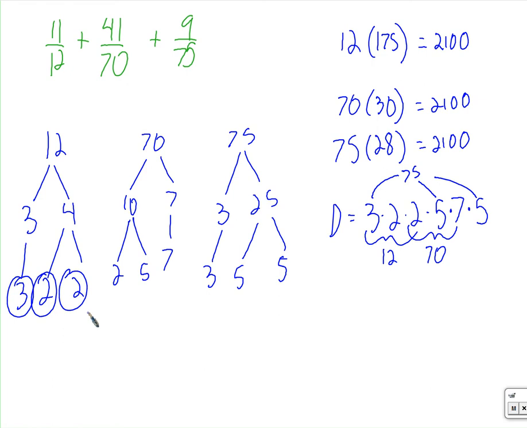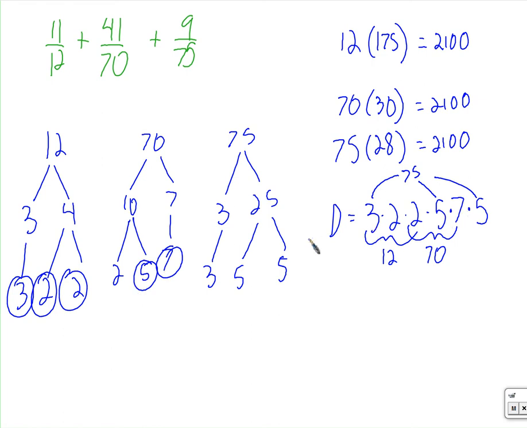Okay. I need factors for 70. I need a factor of 2, 5, and 7. I already have a factor of 2 here. I only have one factor of 2, so I don't need to recreate that. But 5 is new. I need a 5. Also, there's no 7. I also need a 7. But when I put all these factors together, I can use 2 times 5 times 7 to make the 70.